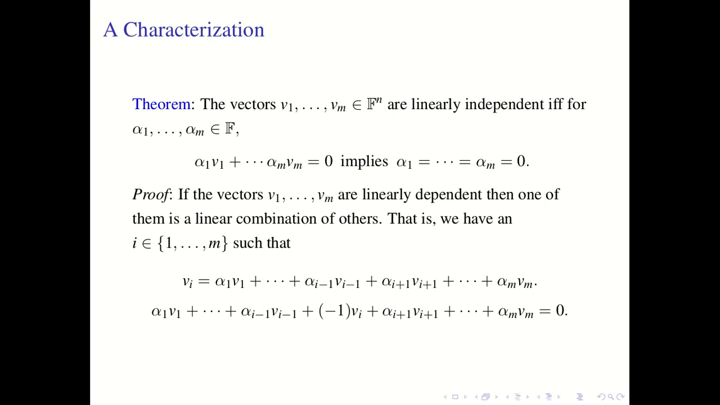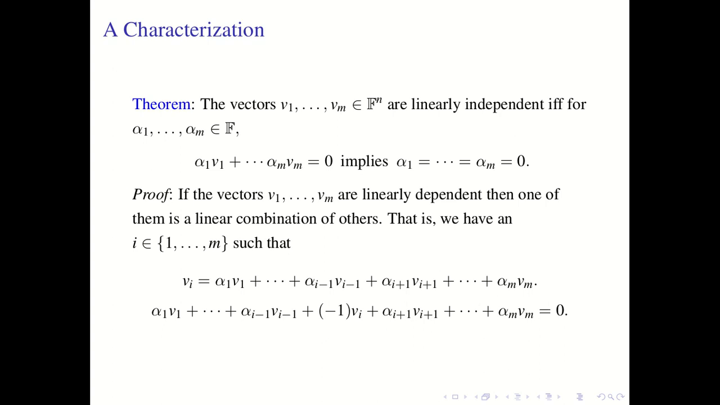What does the statement say? v1 up to vm are linearly independent if and only if the only way to get the 0 vector as a linear combination of all these vectors is the trivial linear combination, that is by taking all the scalars 0. Let us try to prove this.